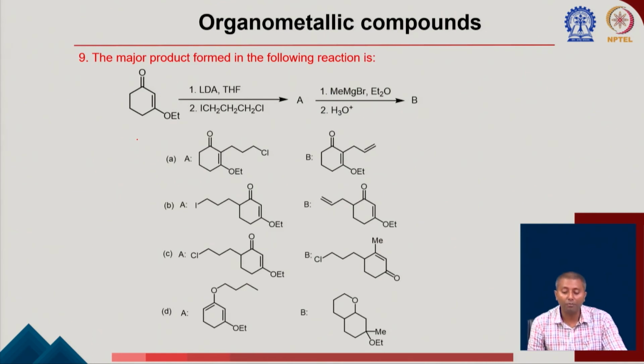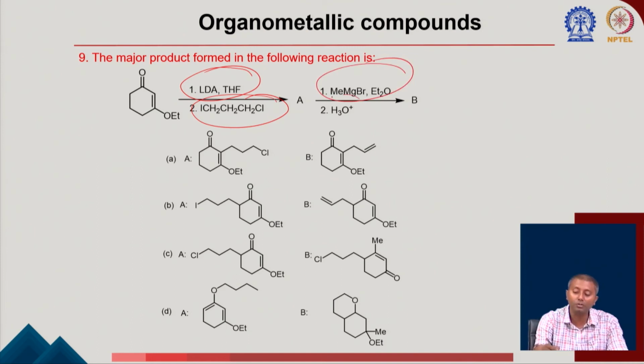The major product formed in the following reaction is... again there are three different reactions happening. First they are using LDA to abstract a proton, so that should form some sort of enolate. Then they are treating with ICH2CH2CH2Cl. Again it's an alkyl halide, so after enolation there will be alkylation, and then you are treating with methyl magnesium bromide and then H3O plus, quenching with the acid. So let's see how this works.